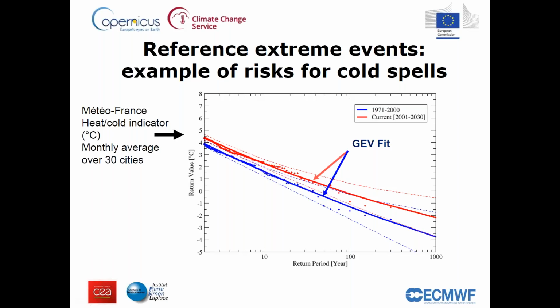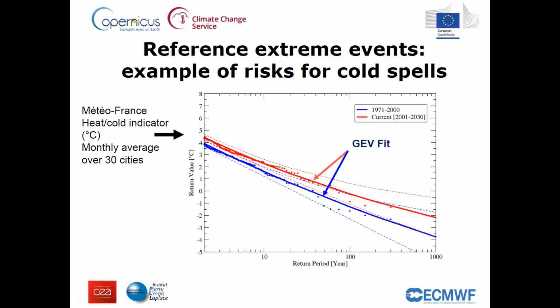So here I show a risk curve, which is an indicator, a heat indicator, an average over 30 cities of the temperature. It goes here from -5 to +8, and it's the average over January months. And on the horizontal line, it's the return period, the inverse of the probability. So it decreases as the cold temperature decreases with the return period. What is shown is two curves from the climate projections: the risk curve for the 1970 to 2000 period, and the risk curve for the current period, which could be taken, for instance, as 2001 to 2030.